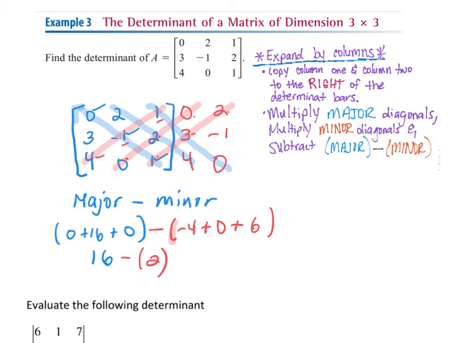What is 16 minus 2? So your determinant is 14. And we'll use that tomorrow, but your determinant is 14.